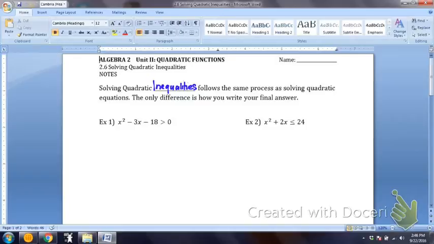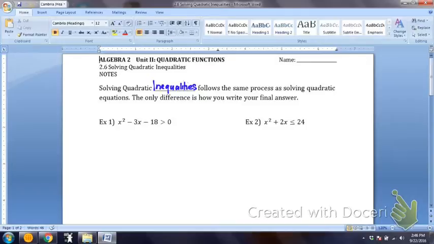Okay, so there is a process for this, and if you follow my process, you should be pretty good with how you set up your homework. Your homework is set up pretty much like these notes, so you should be pretty good to go. All right? So the first thing that you're going to do is factor.